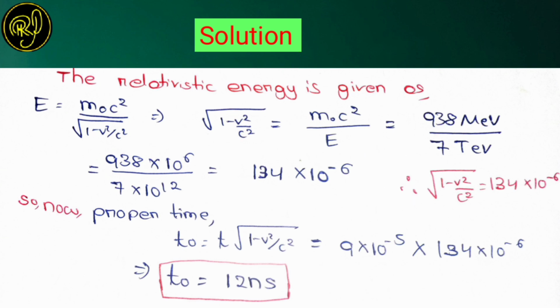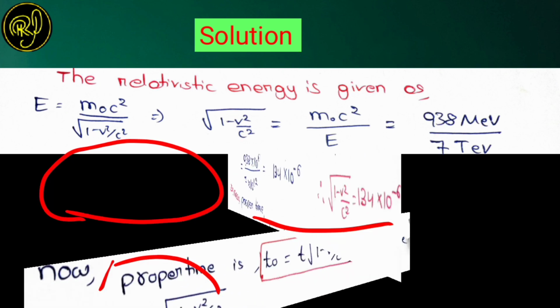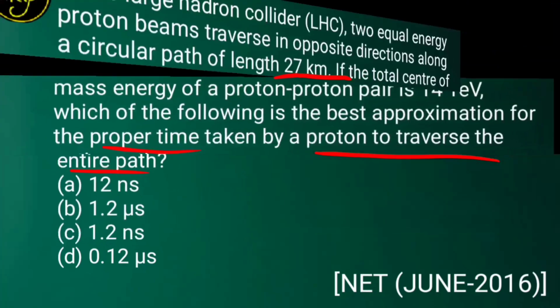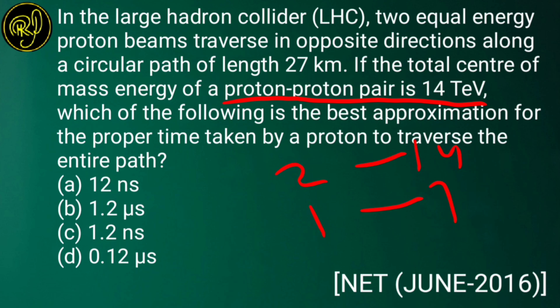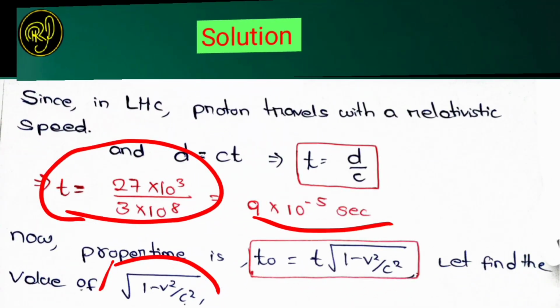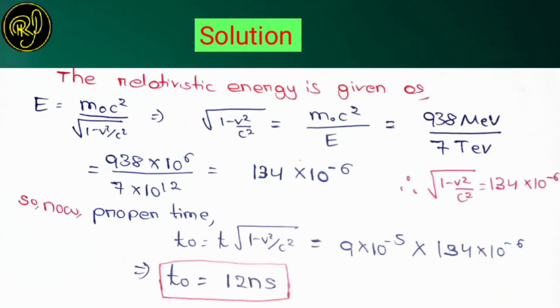And now in the question it is given that the energy of the proton-proton pair, carefully observe this, the energy of the proton-proton pair is 14 tera electron volt. It means for two protons it is 14, so for one proton it is 7. So in place of this energy, we will write 7 tera electron volt.